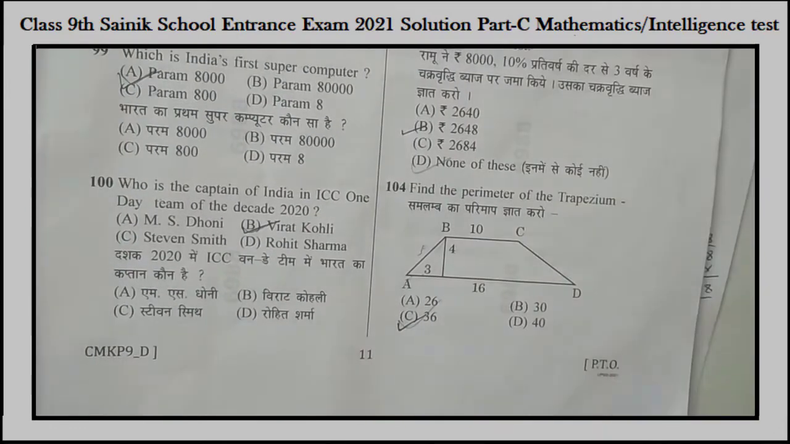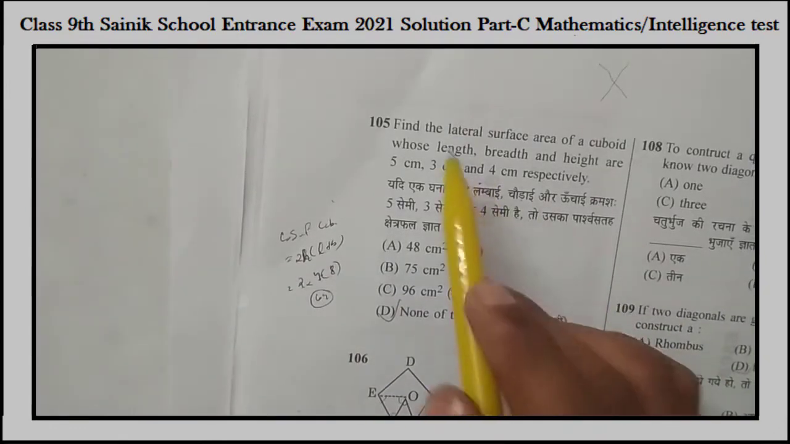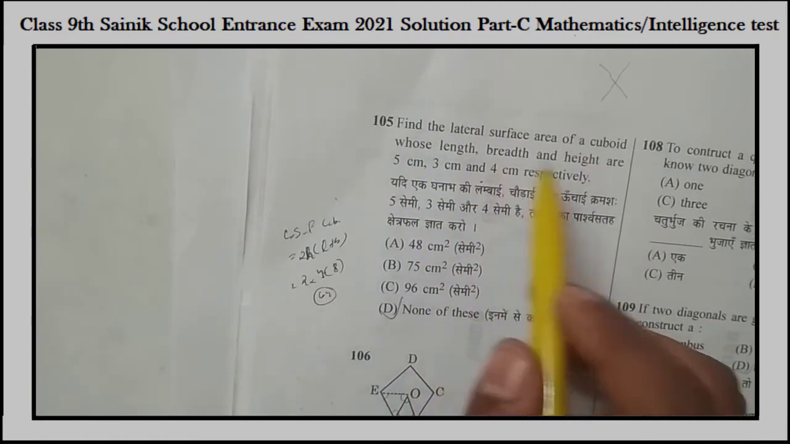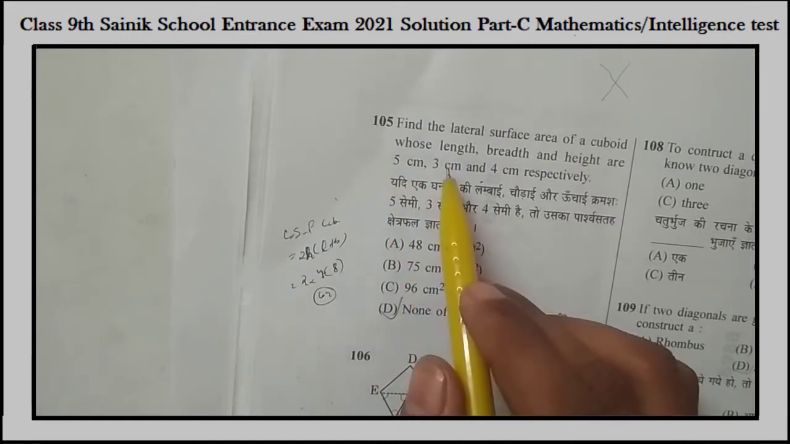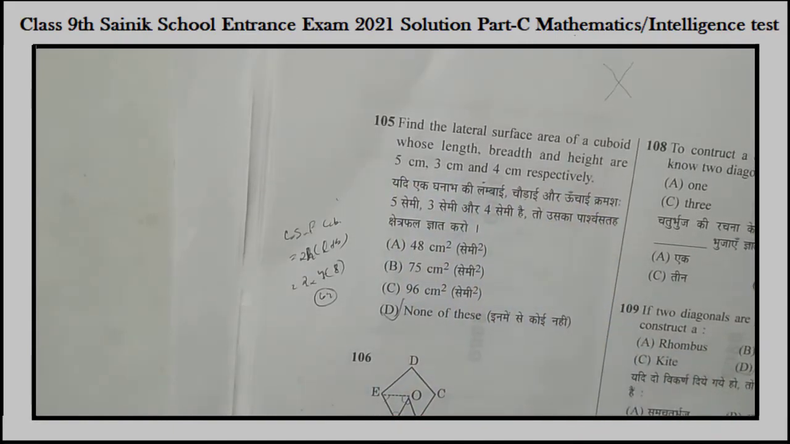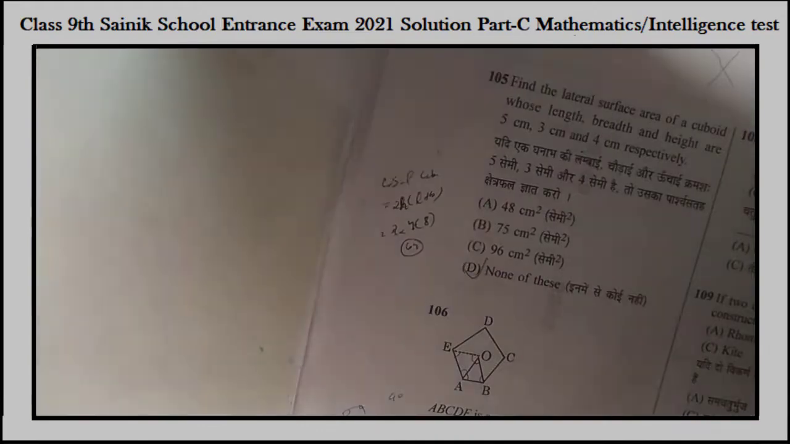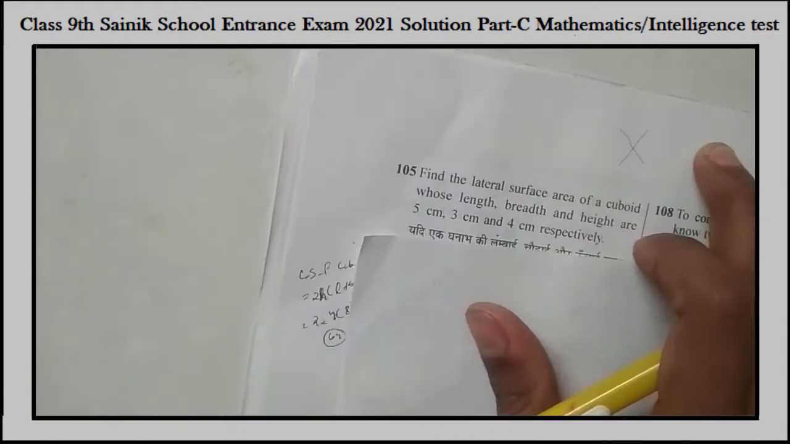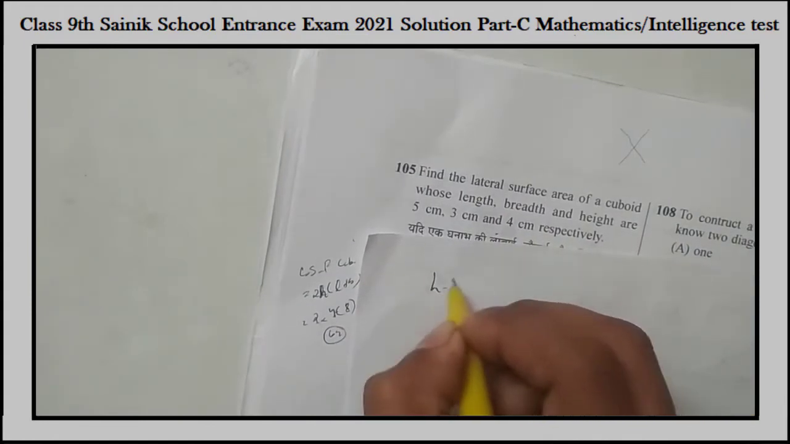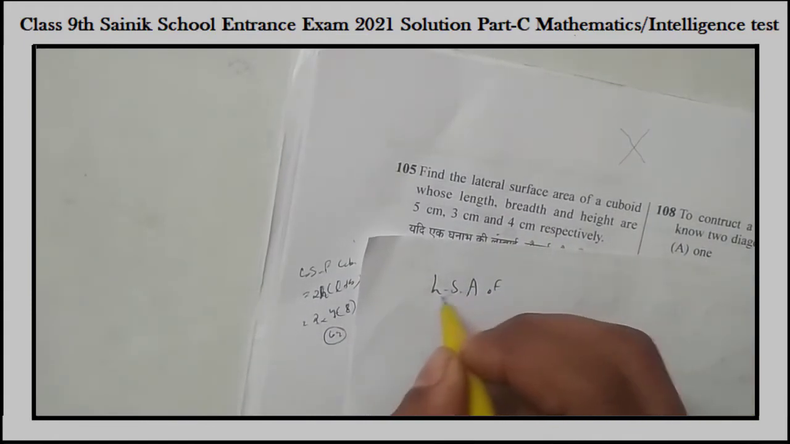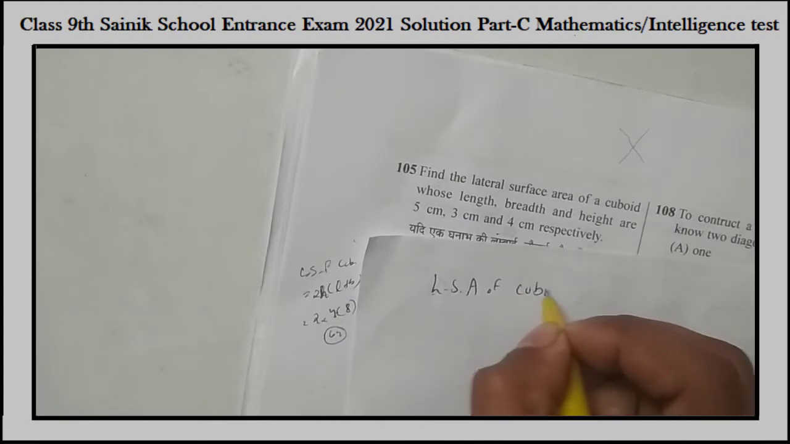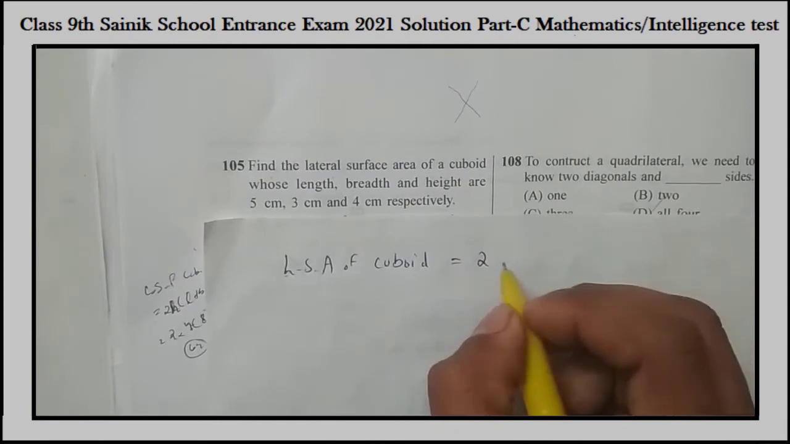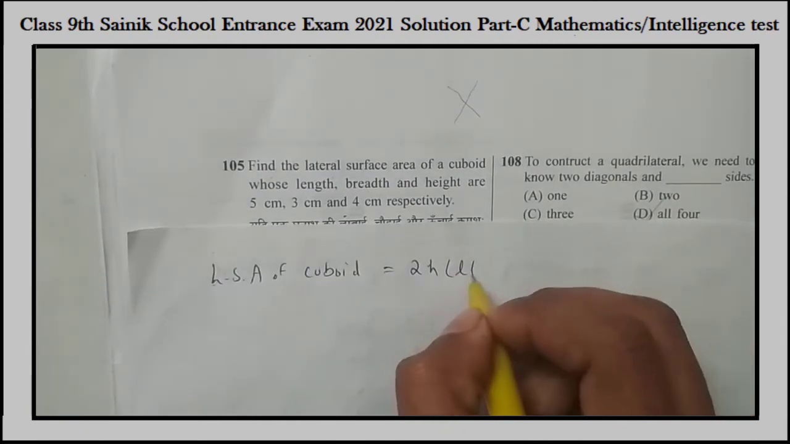Okay. So our next question is find the lateral surface area of a cuboid whose length, breadth and height are 5 cm, 3 cm and 4 cm respectively. Okay. So here we have to find the lateral surface area of the cuboid. What is the formula? The formula is LSA of cuboid. LSA means lateral surface area of cuboid is equal to 2H(L plus B). Okay.